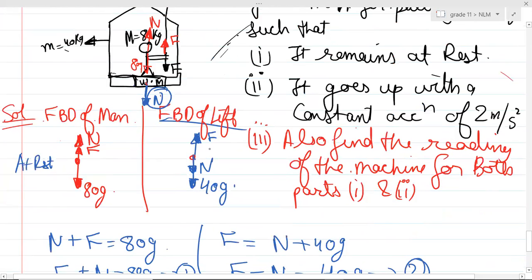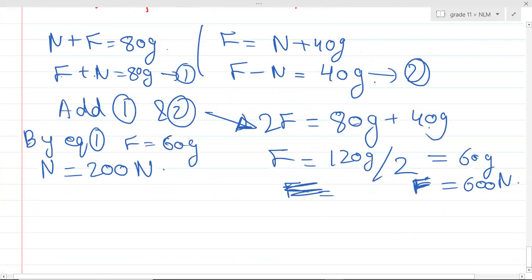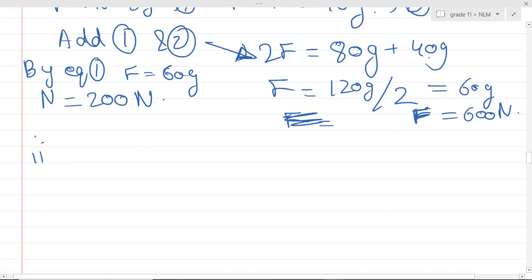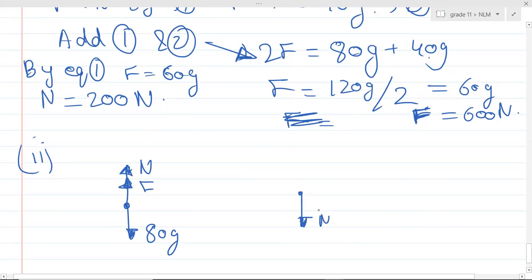Next one, what will be the only difference? The only difference will be for the second part of the question. For man, N, F will be upwards, 80G will be downwards, and for lift, N will be downwards, its own weight 40G will be downwards. Can you see no change in the forces?